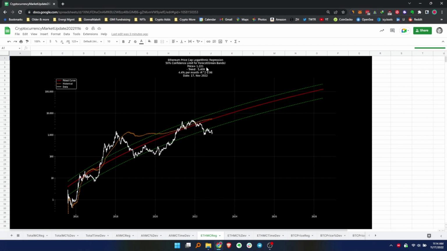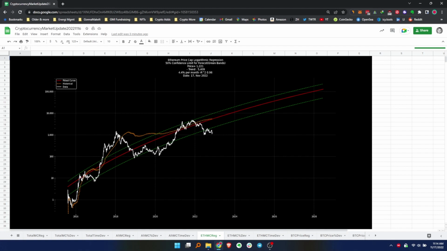So I've adjusted this chart. Previously I had it as market cap. Now I have it as the actual price trend. So the fair value, I should change this to saying fair value. The fair value is 5,400. That's the fair value of Ethereum based on this logarithmic regression line.